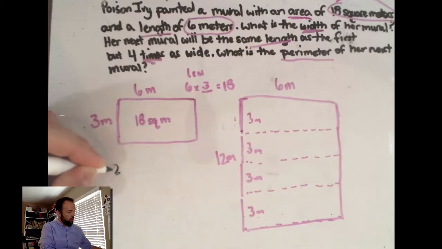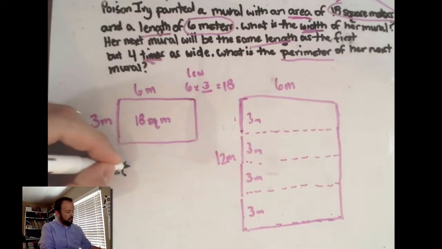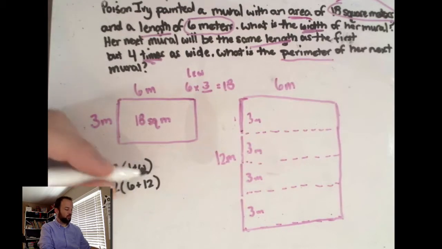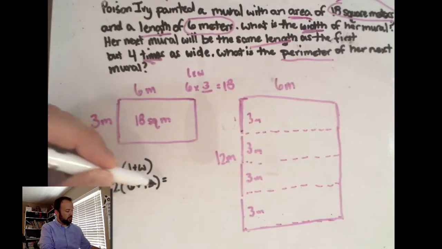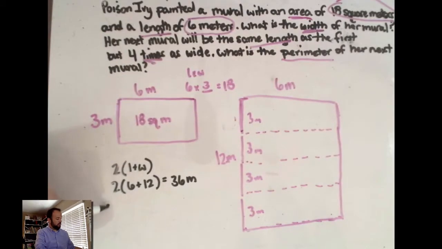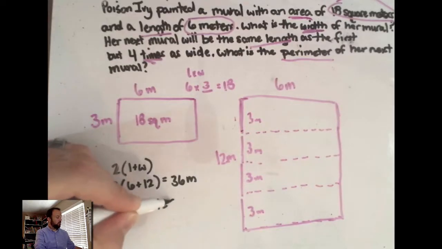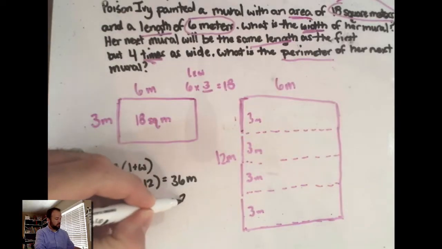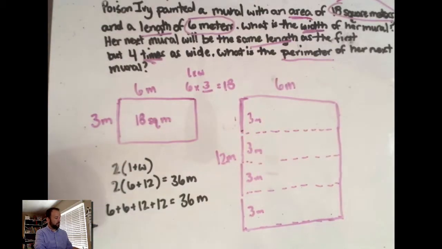So I could do 2 times the length plus the width, which would be 2 times the length, which is 6, plus the width, which is 12. And that would give us 36 meters. I could have done 6 plus 6 plus 12 plus 12, which would have given me, well, 6 plus 6 is 12, plus 12 is 24, plus 12 is 36. Again, would have gotten the same answer there.